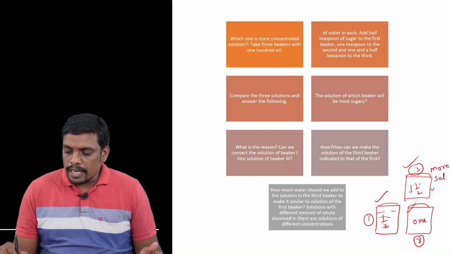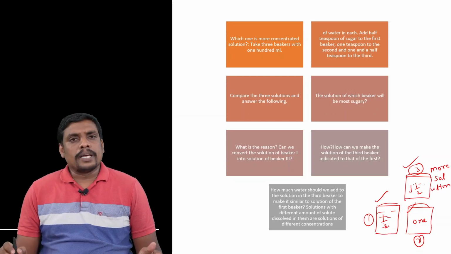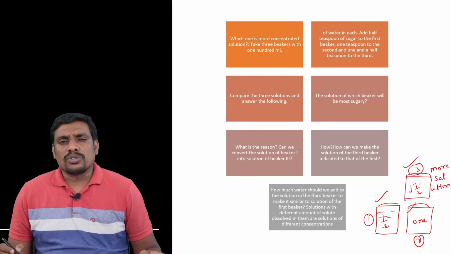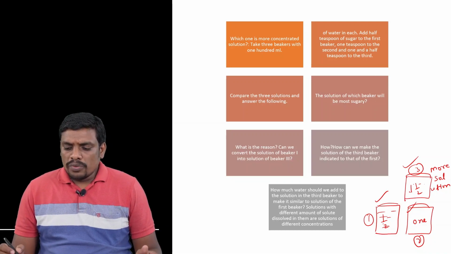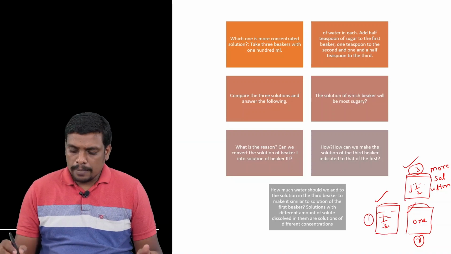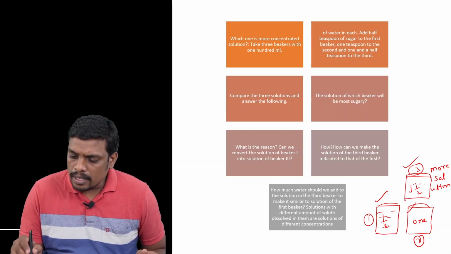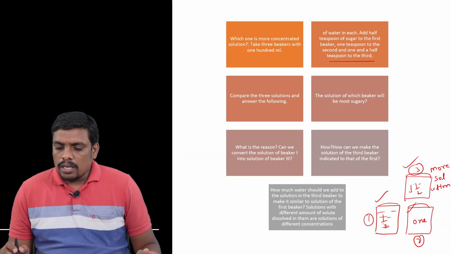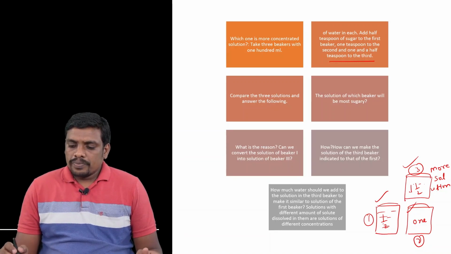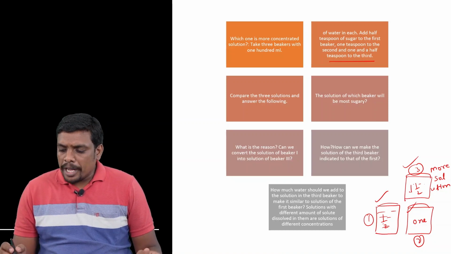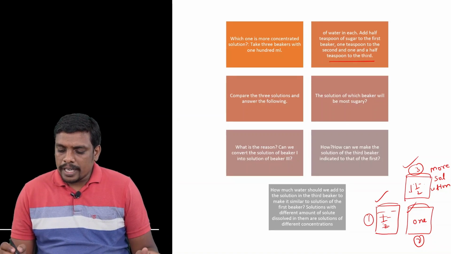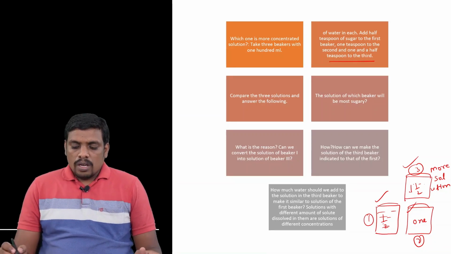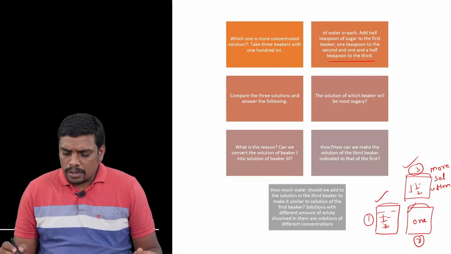The third beaker contains more concentrated solution than the remaining. Why? Because the quantity of sugar increases the concentration. Clear? The solution of which beaker will be most sugary? Absolutely, the third beaker, which is more concentrated. Then, how can we make the solution of the third beaker similar to that of the first one? How much water should we add to the solution in the third beaker to make it similar to the solution of the first beaker?